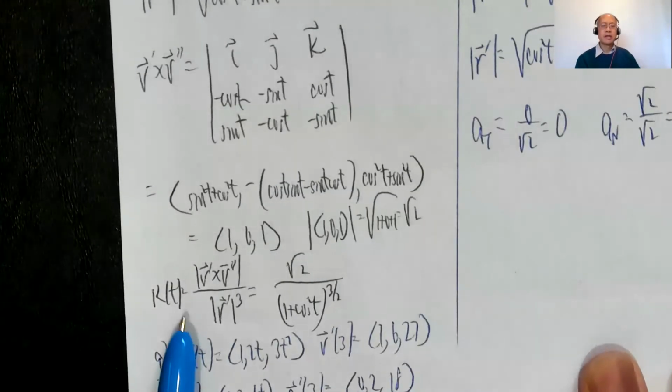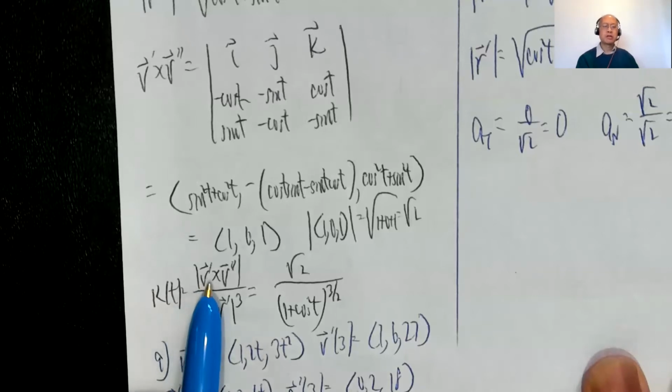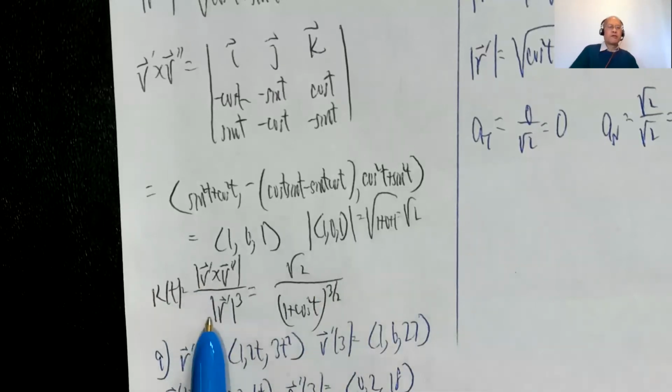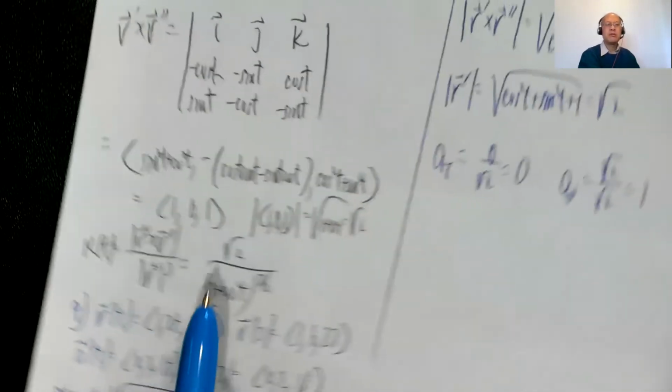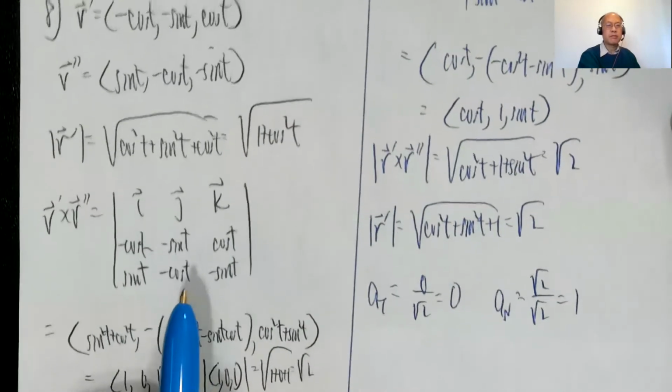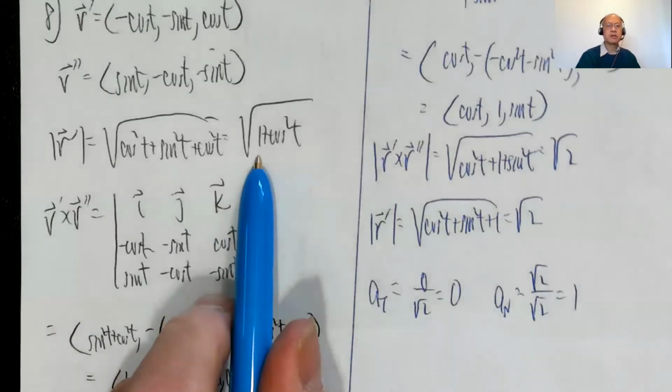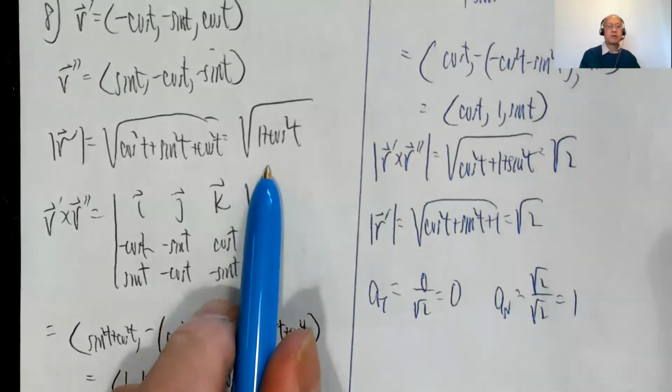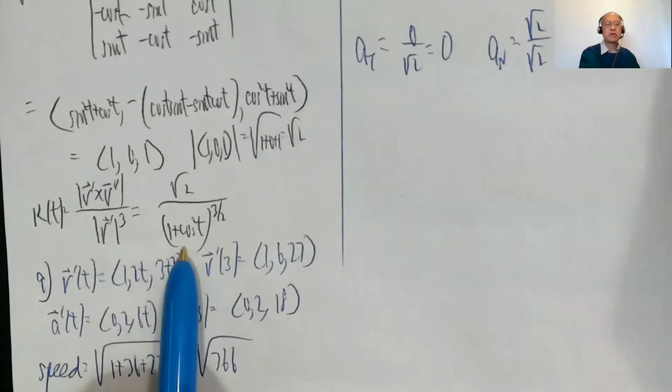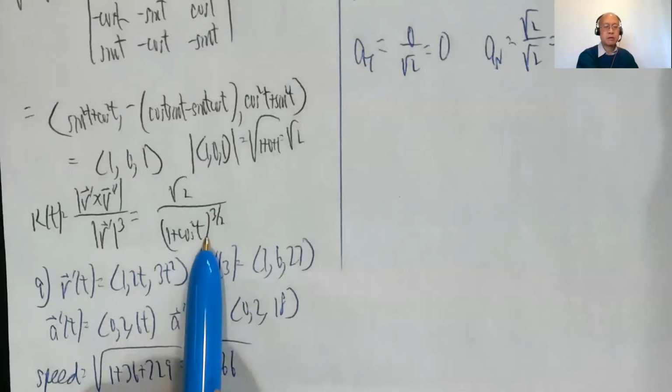So kappa is the magnitude of r prime cross r double prime, radical 2, over the magnitude of r prime cubed. The magnitude of r prime was radical 1 plus cosine squared t. I'm supposed to cube it, so I'll write it as 1 plus cosine squared t raised to the 3/2 power.